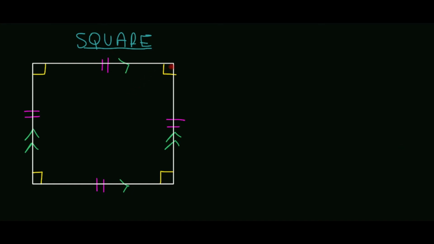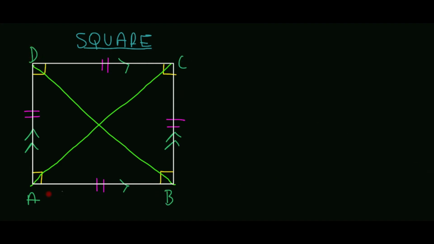And then again, diagonals bisect each other. Diagonals are these lines that go from one corner to the opposite corner. Let's say this is A, B, C, and D. So line AC is a diagonal, and line BD is also a diagonal. In addition, diagonals bisect each other and are equal.